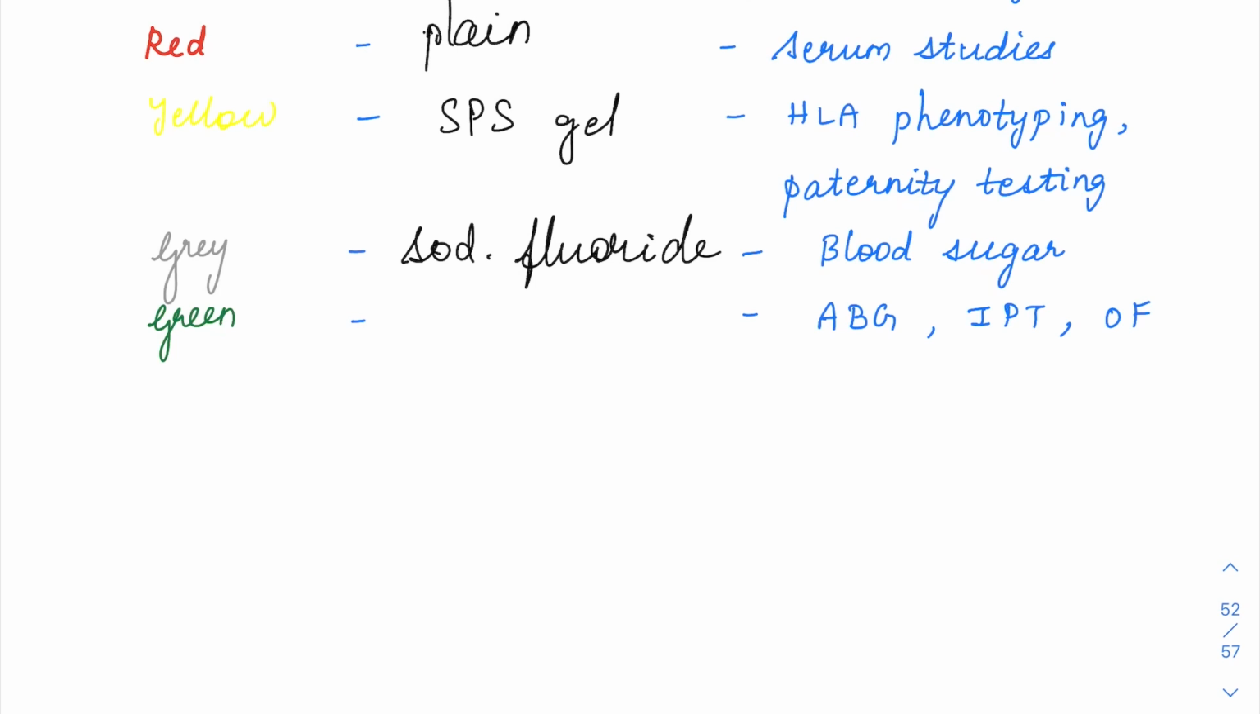The green tube is going to have heparin anticoagulant, and heparin is going to be used in arterial blood gas analysis and also for immunophenotyping in flow cytometry, then osmotic fragility. All of this can be MCQs, right?